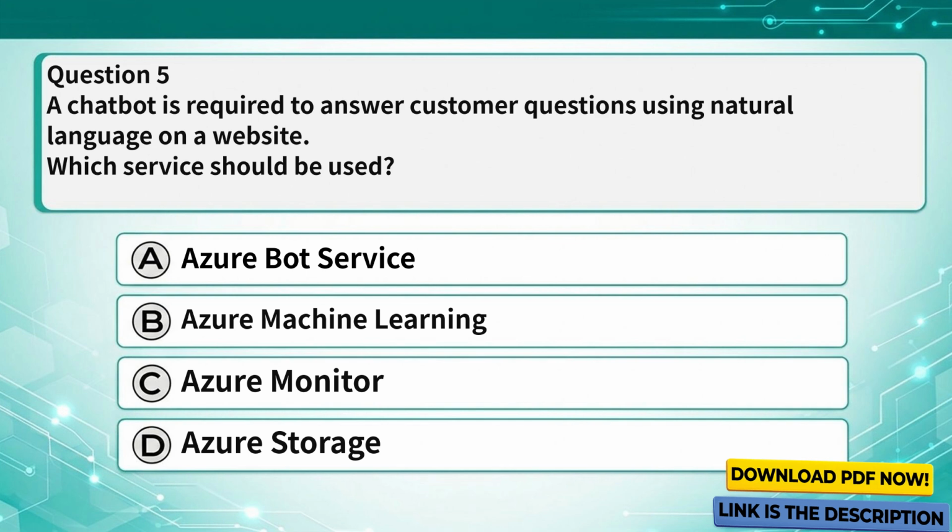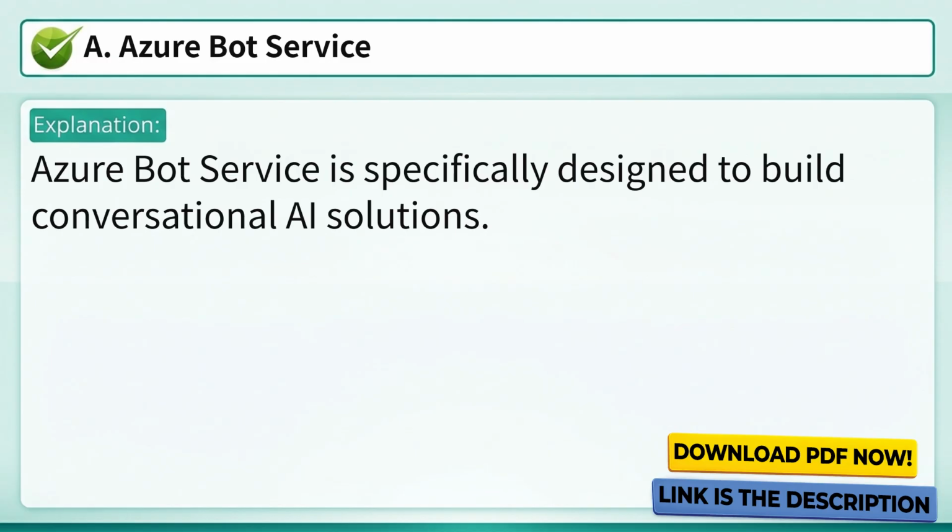Question 5. A chatbot is required to answer customer questions using natural language on a website. Which service should be used? A. Azure Bot Service. B. Azure Machine Learning. C. Azure Monitor. D. Azure Storage. Answer, A. Azure Bot Service. Explanation. Azure Bot Service is specifically designed to build conversational AI solutions.